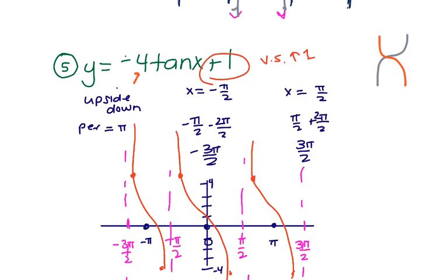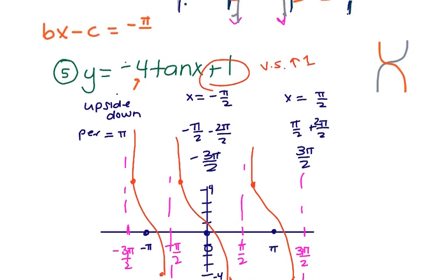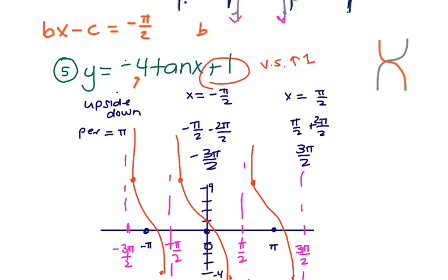For tangent, I take the bx minus c, and I set it equal to -pi over 2, and I set it equal to positive pi over 2. And in this case, that would be your bx minus c, which is x. So my first two asymptotes occur at -pi over 2 and positive pi over 2. Then I find the period, which is pi over b for tangent and cotangent. Pi over 1 here is just pi.